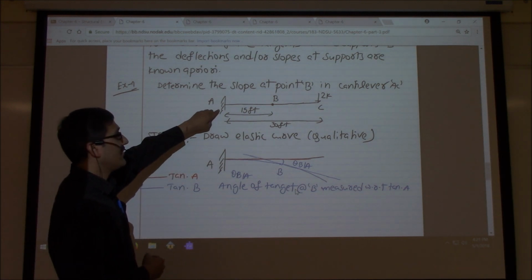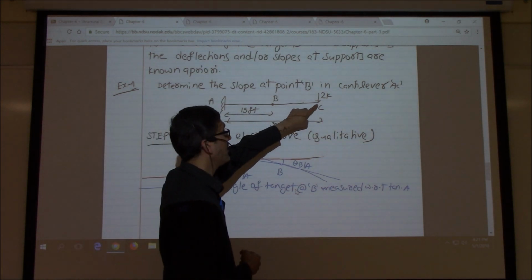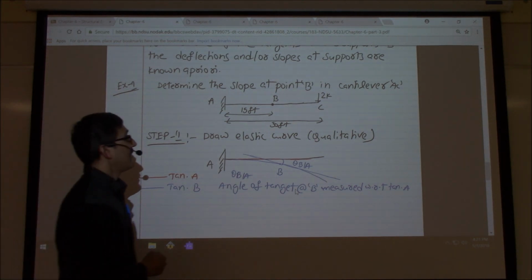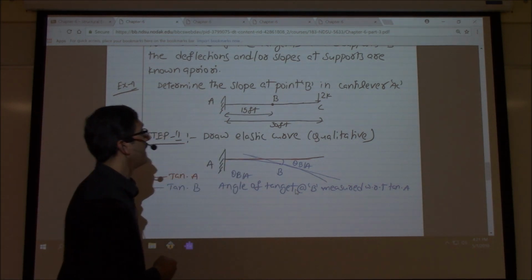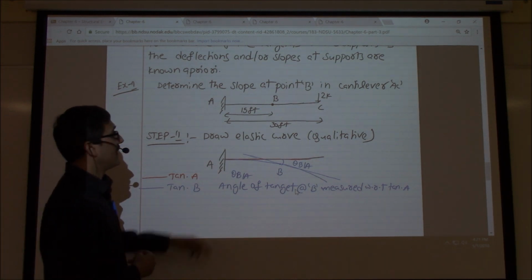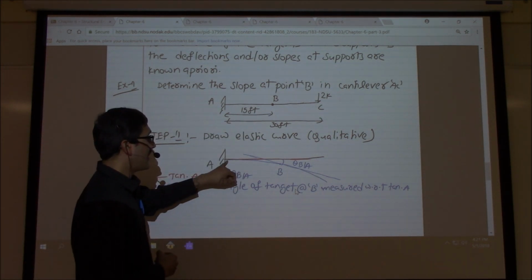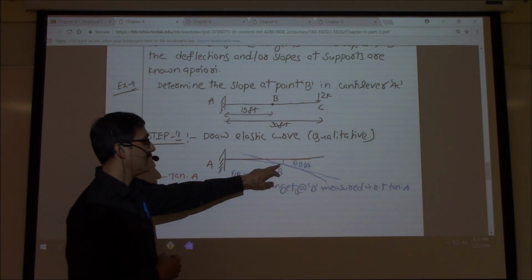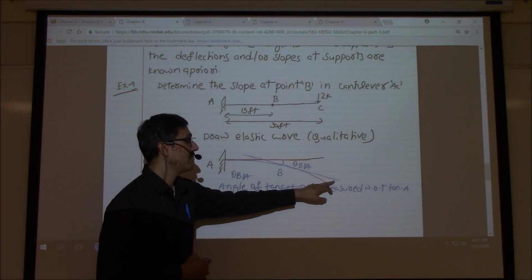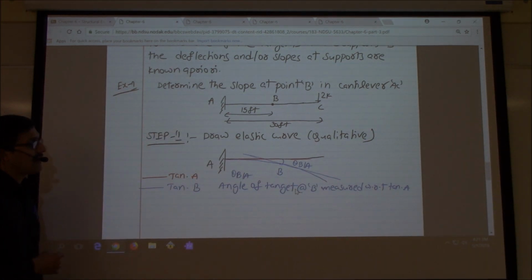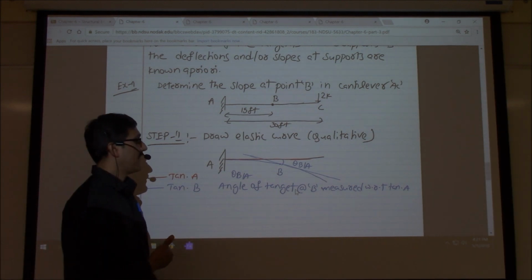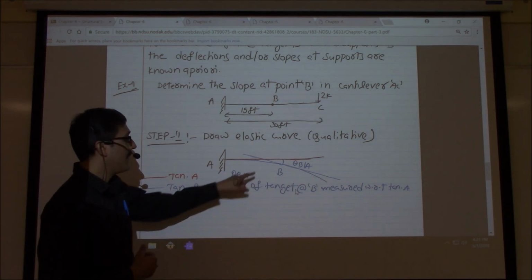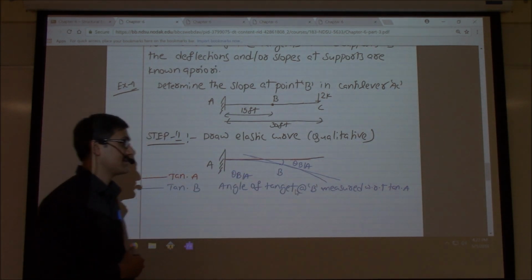So here you have a cantilever beam and you have a 2 kip load acting at the free end, and you have to find out the slope at the point B. Whenever you want to find a slope at the point B, the very first step is to draw the elastic curve. So you will draw a qualitative elastic curve, and at the point B you will draw a tangent. Now I have to draw another tangent so that I can find out my theta B. What is theta B? Theta B is nothing but the angle made by this tangent with respect to the x-axis.